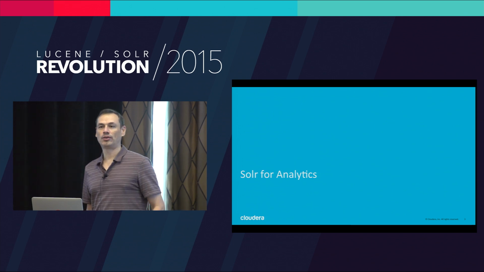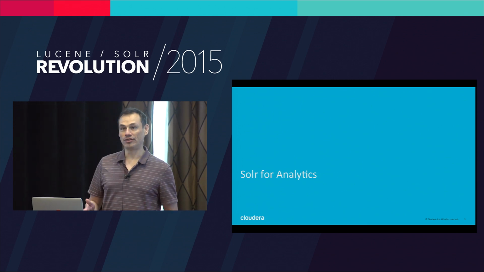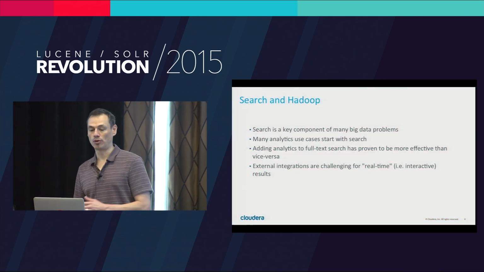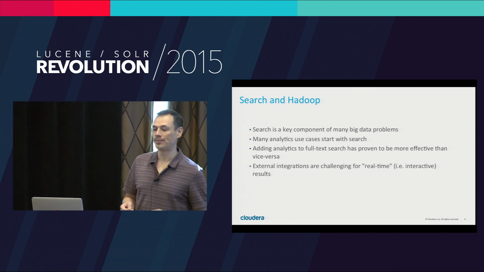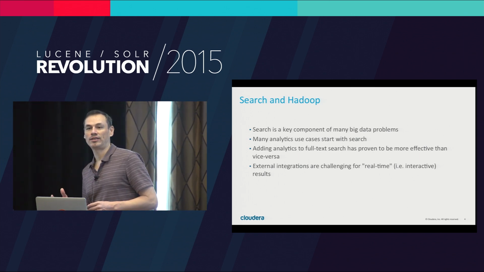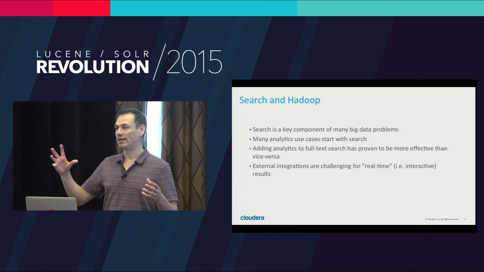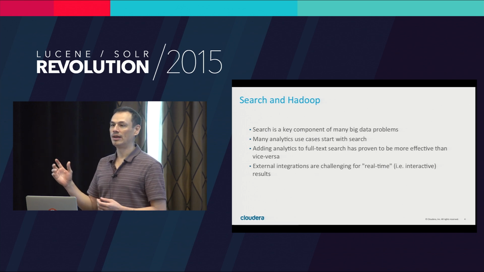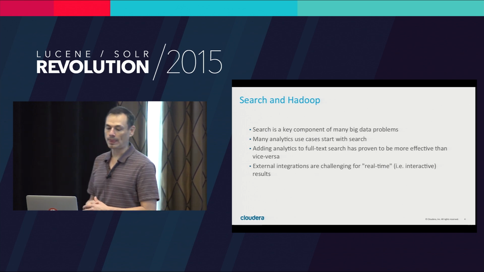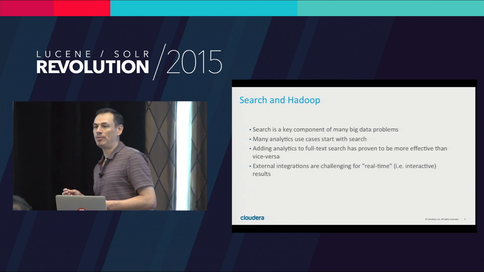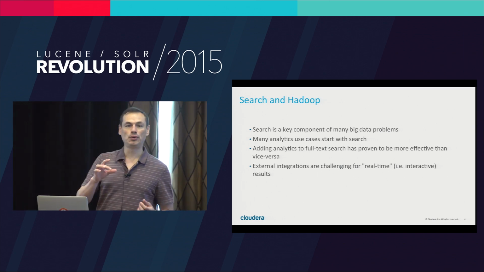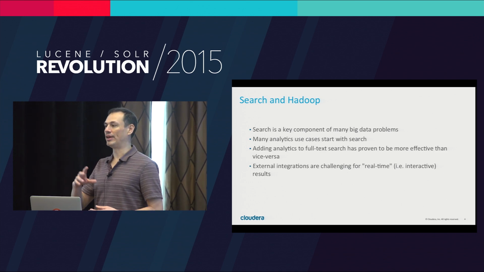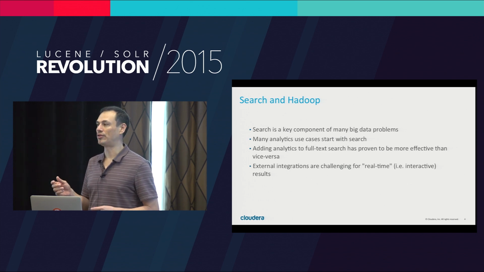So, Solr for analytics. Why are so many people using search engines and Solr specifically for analytics, especially for big data in the Hadoop world? Well, it turns out search is a key component of a lot of big data problems. A lot of analytics problems start with search. It's like, how do you define the set of things that you're interested in, to then go and compute other interesting metrics about? Search is often involved in the mix somehow. And it turns out people have had a lot more success adding analytics to a full-text search engine than doing vice versa, than trying to add good full-text search to something like a traditional database. That has just never seemed to work out well for people.